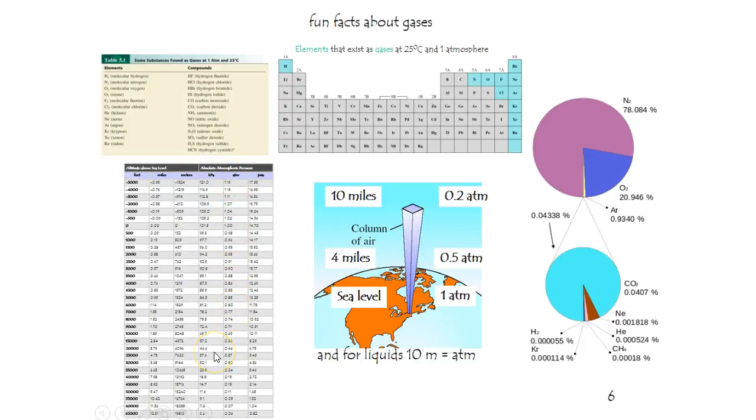So if you're at the summit of Mount Everest, which is 29,000 feet, there's 30,000 feet right there, you're dealing with less than a third of an atmosphere, so very, very low pressures when you get up high. Those are some fun facts about gases.